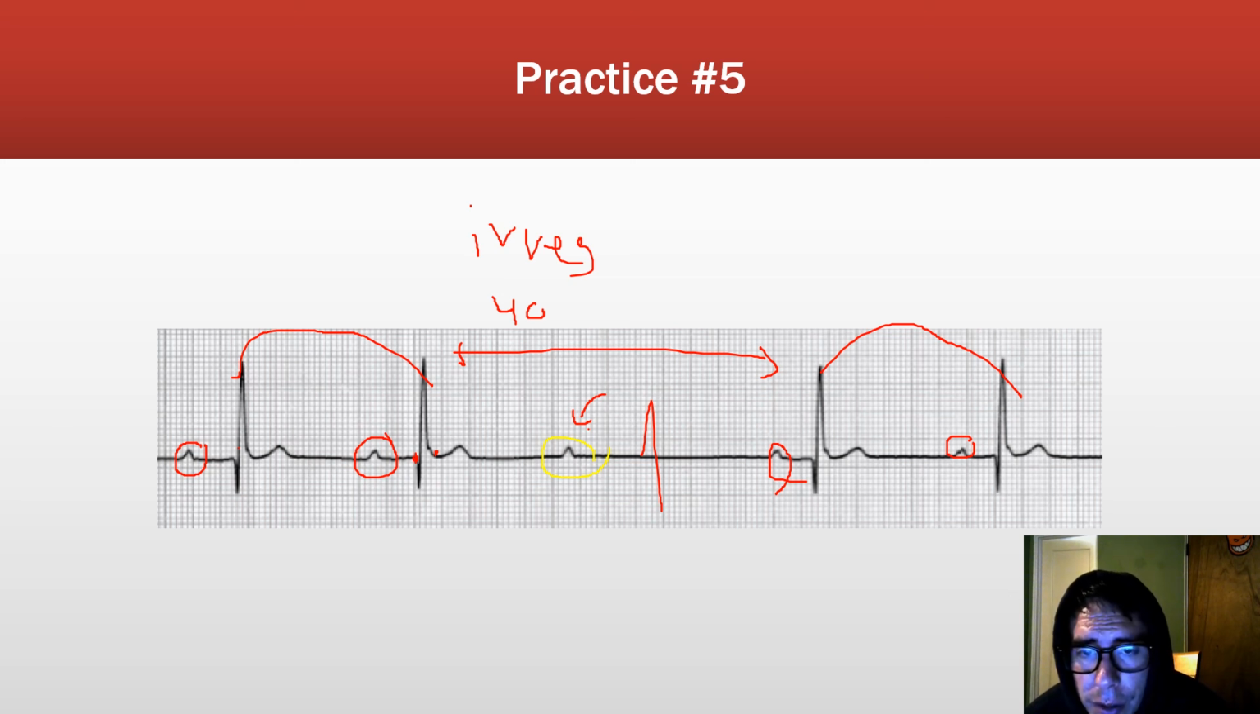Our PR interval, however, is very long, but it looks consistent with each one that does generate a QRS. So there, there, there, and there, that looks normal. So this is a type of AV block that we would call a 2nd degree type 2 atrioventricular block. So my diagnosis of this patient, let's real quick just check, so that actually is correct. The rate looks about that. So I'd call this a sinus bradycardia with a 2nd degree type 2 atrioventricular block.